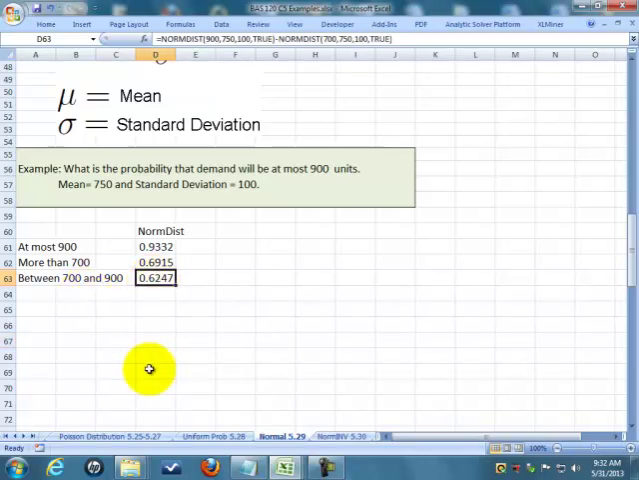Hope this helps. There are more examples, and there are a lot more homework examples where we'll be doing all of this, working with these different distributions.